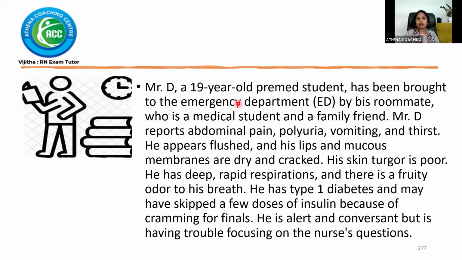On examination, he is flushed, lips and mucous membrane are dry and cracked. Dry and cracked lips indicate dehydration. Skin turgor is poor. That means he has dehydration. And he has deep and rapid respiration and there is a fruity odor to his breath. Fruity odor with respiration is indicating Kussmaul's respiration. Clear? And the patient says he is diagnosed with type 1 diabetes and he has to take insulin, but he missed a few doses of insulin. What he is supposed to take, he did not take.